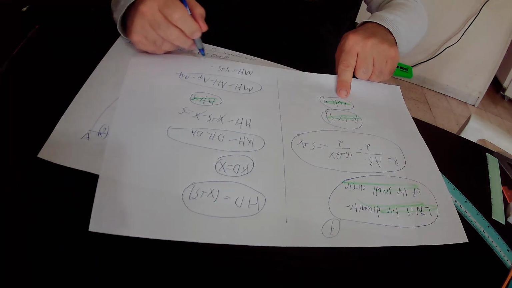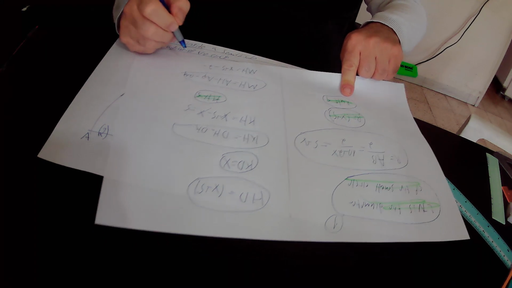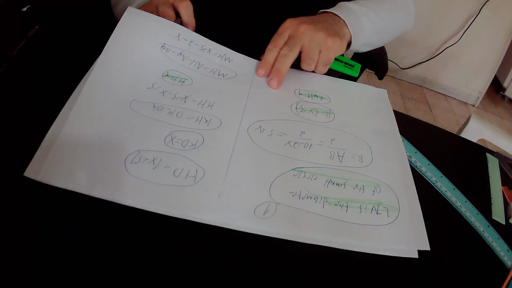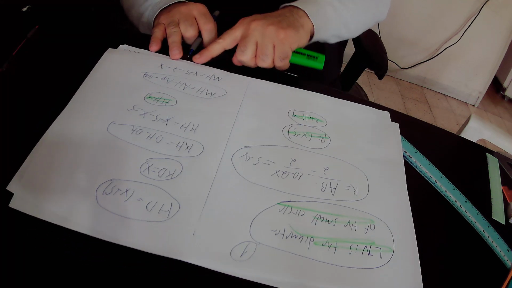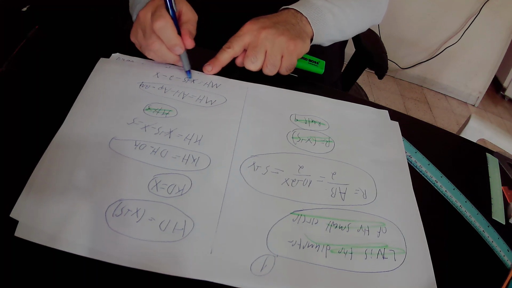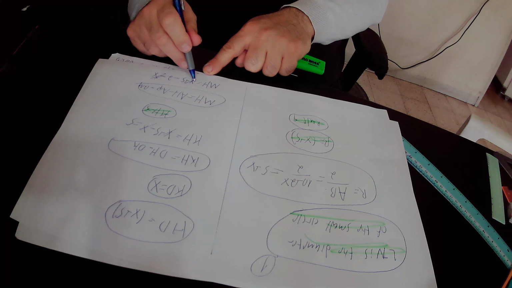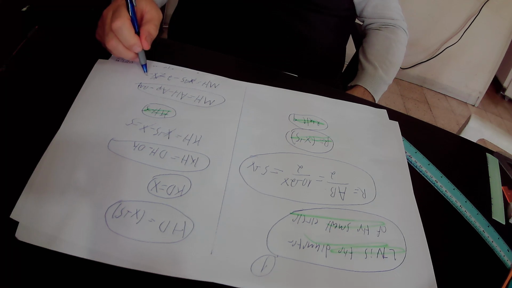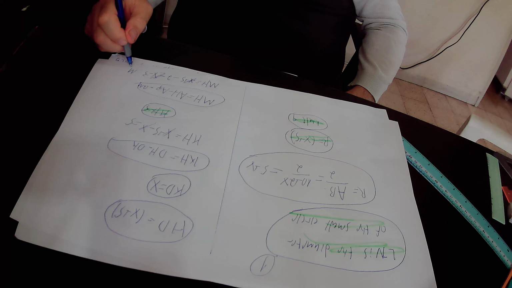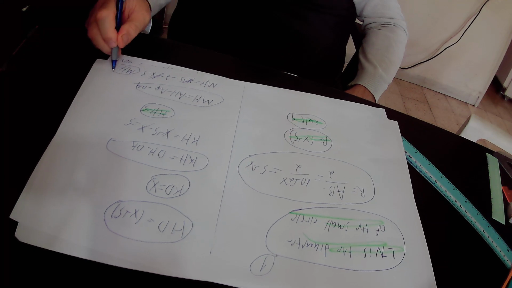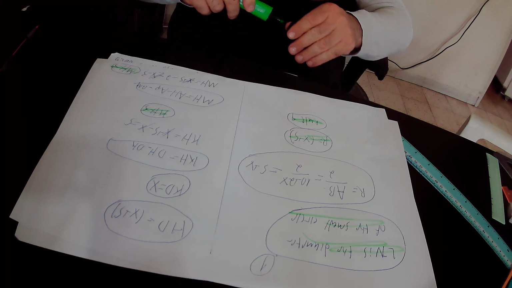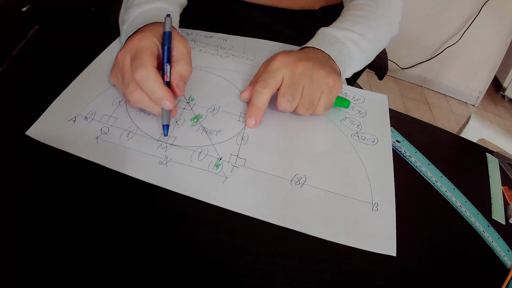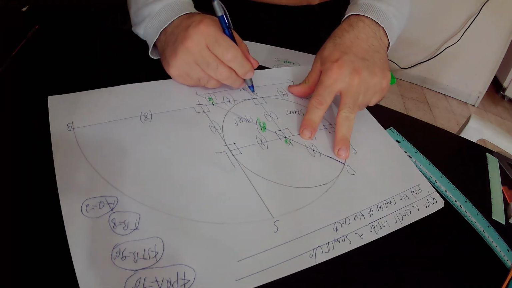AQ equals 2, and QM equals x. So the missing side MH equals x plus 5 minus 2 minus x. Here x minus x is 0, so x gets cancelled, and 5 minus 2 is 3. So I found out that the missing side MH equals 3 units in length.